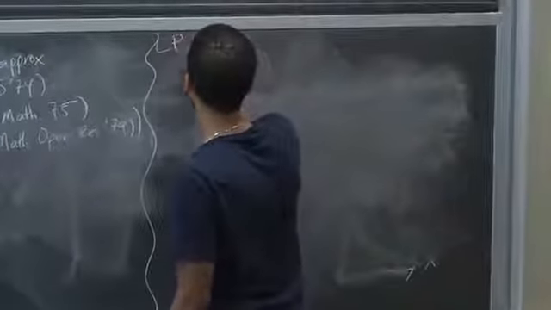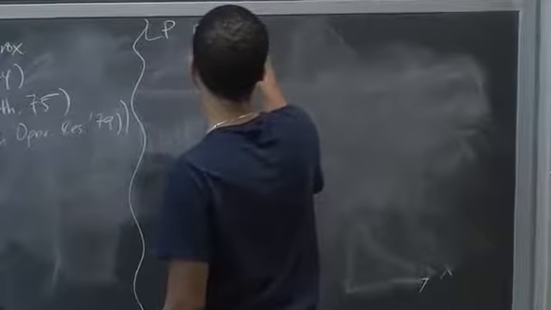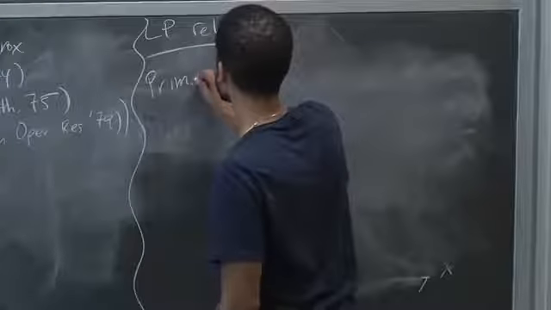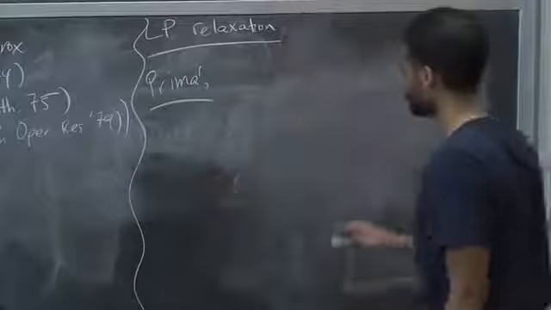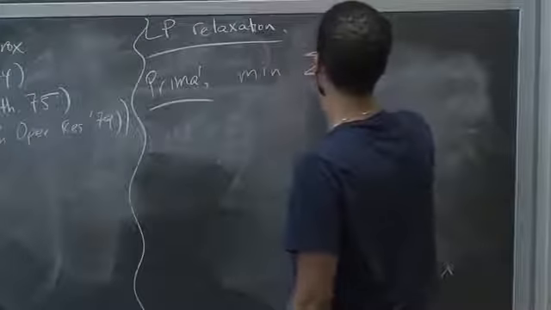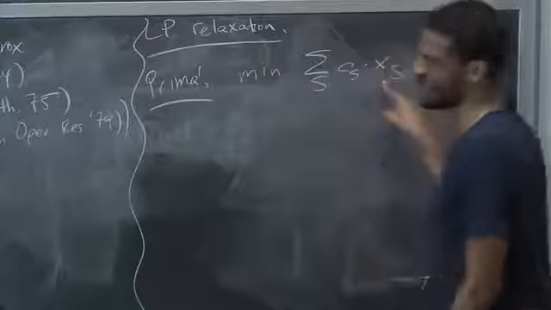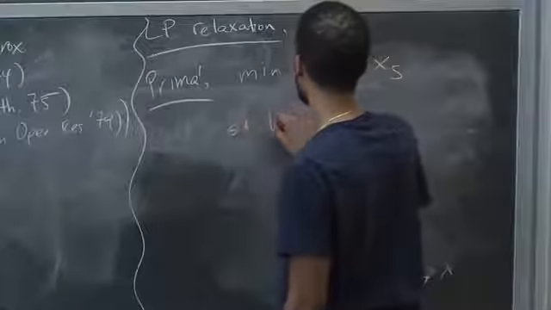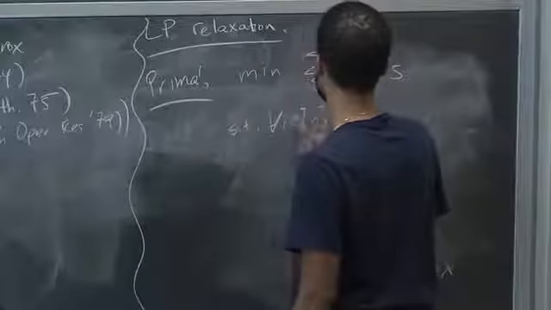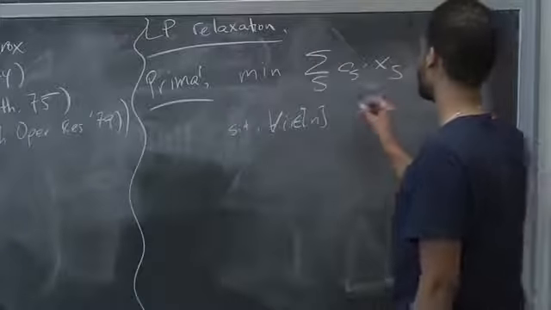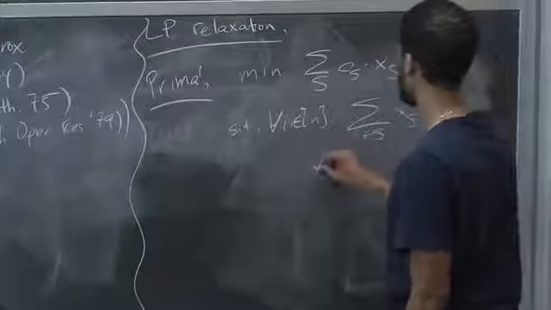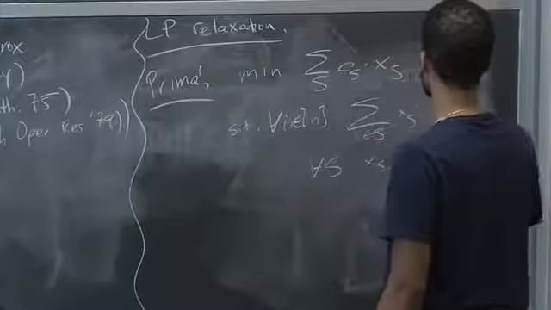Okay, so the LP relaxation for set cover, I said last time, in the primal, we want to minimize the sum over S of c_S times x_S, where x_S is 1 if you take the set, 0 otherwise, subject to, for all i from 1 to n, you need that the sum over sets containing i of x_S is at least 1, and that for all S, x_S is at least 0.